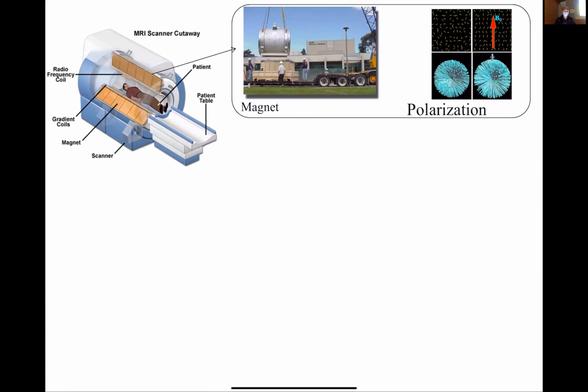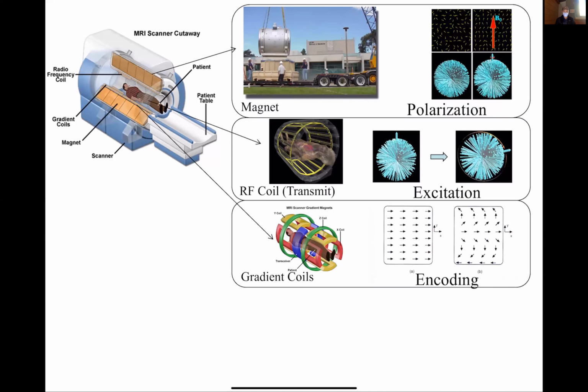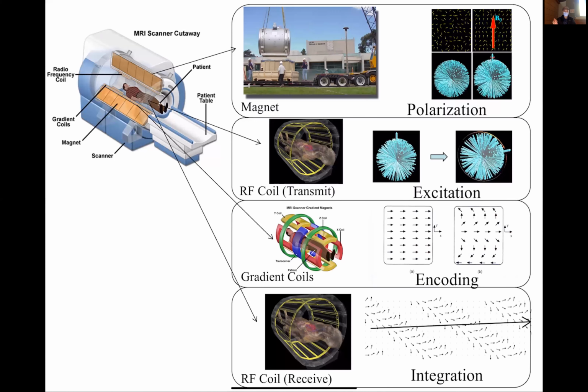Just to remind you, remember the 4 stages. The magnet creates the polarization, which is how much magnetization there is. The RF coil does the excitation. That was one of the pre-lecture quiz questions, and I think most people got that right. The RF coil transmits a pulse or a train of pulses, and the job of those pulses is to excite the magnetization. The gradient coils do encoding, and we'll spend more time on that today. And then the RF coil on the receive side does integration. When they're receiving, they're not sending any pulses in. They're just in a passive mode, listening to what's happening.